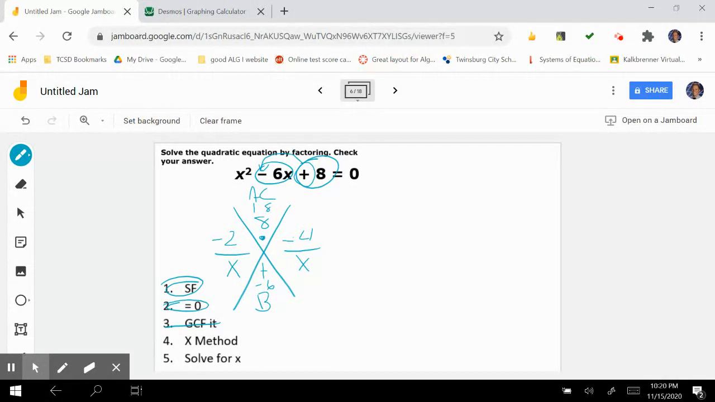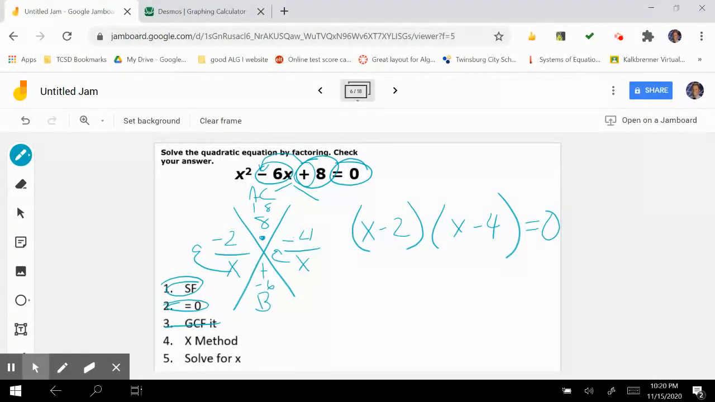-6. All right, so now we do bottoms up, and we get x minus 2 times x minus 4. And this is set equal to 0 because that's what this is. We're just breaking this down from trinomial form to two binomials. And now we drop parentheses and solve. So we get x minus 2 equals 0, and then we get x minus 4 equals 0. And we get x equals 4.